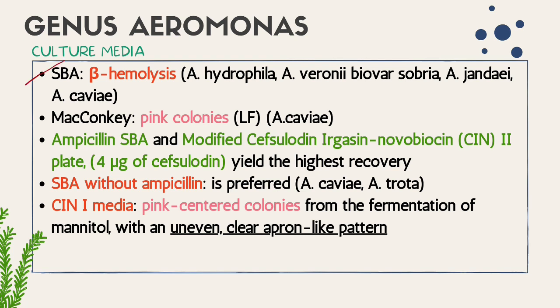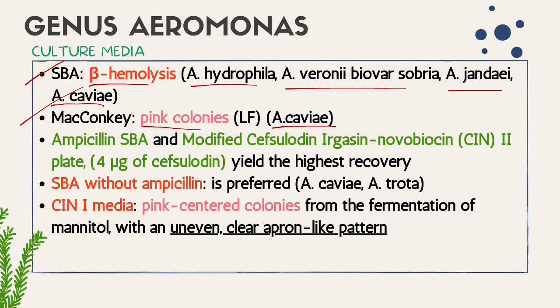So for culture media for Aeromonas, we can cultivate them on sheep blood agar, and most of our Aeromonas may exhibit beta hemolysis on this particular culture medium, especially species such as your Aeromonas hydrophila, Aeromonas veronii biovar sobria, and Aeromonas jandaei, as well as some strains of Aeromonas caviae. On MacConkey, they are lactose fermenters, so this differs them from your Vibrio, which is non-lactose fermenter.